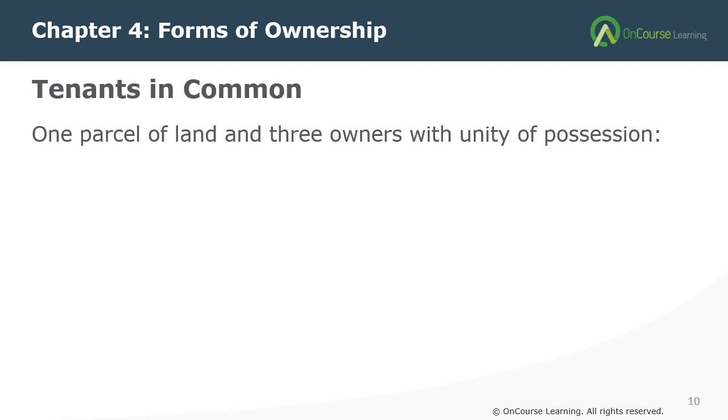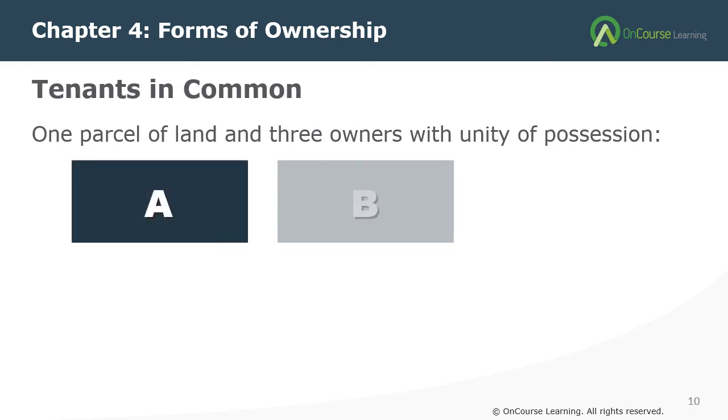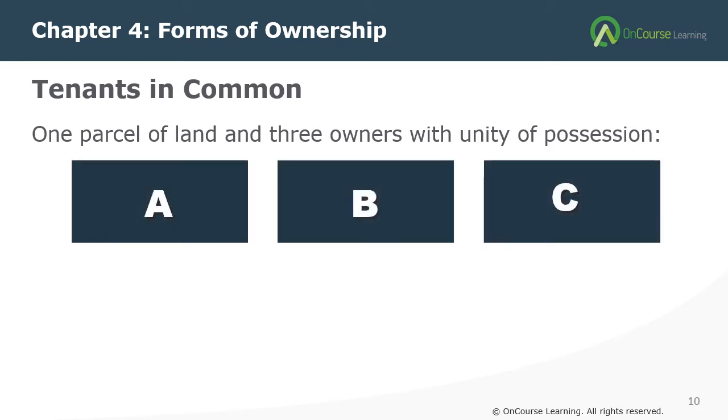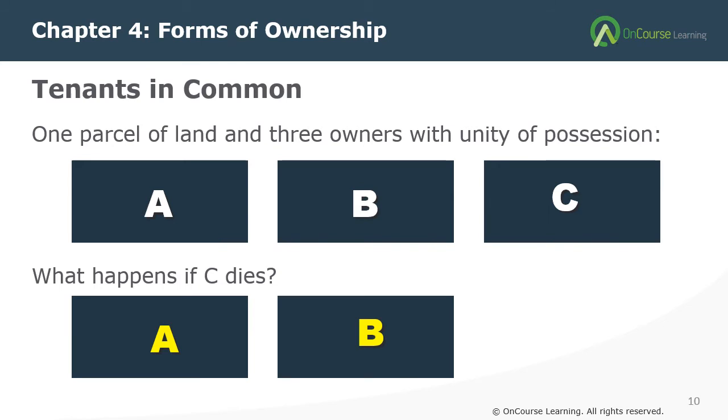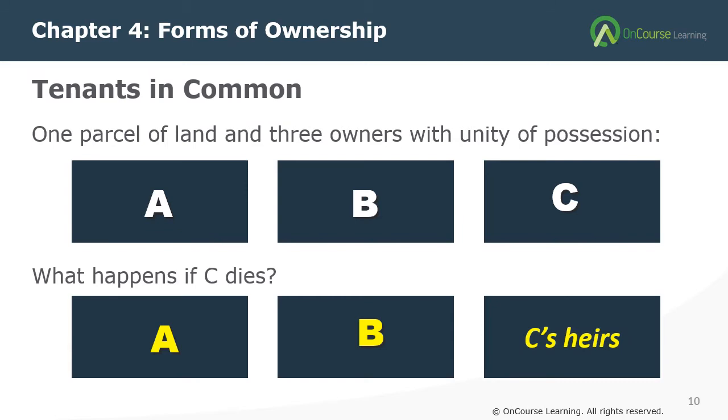Let's say that we have one parcel of land with 3 owners, A, B, and C, with unity of possession. What happens if C dies? Well, if this form of concurrent ownership is set up as a tenancy in common, when C dies, A retains his share, B retains his share in this property, but C's ownership is passed along to C's heirs, so there is no right of survivorship.